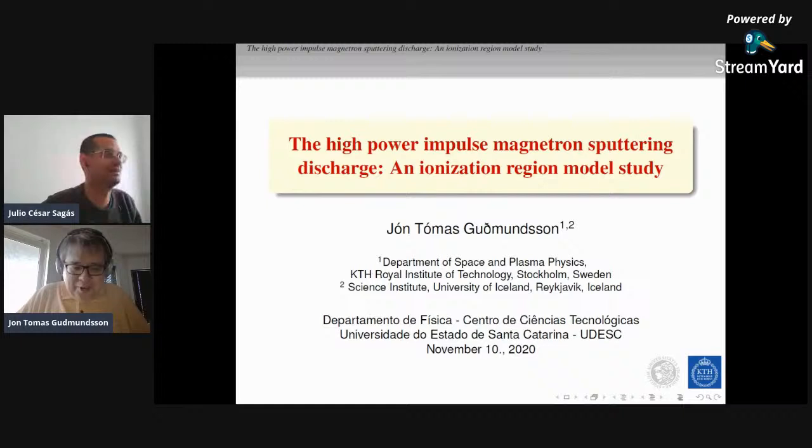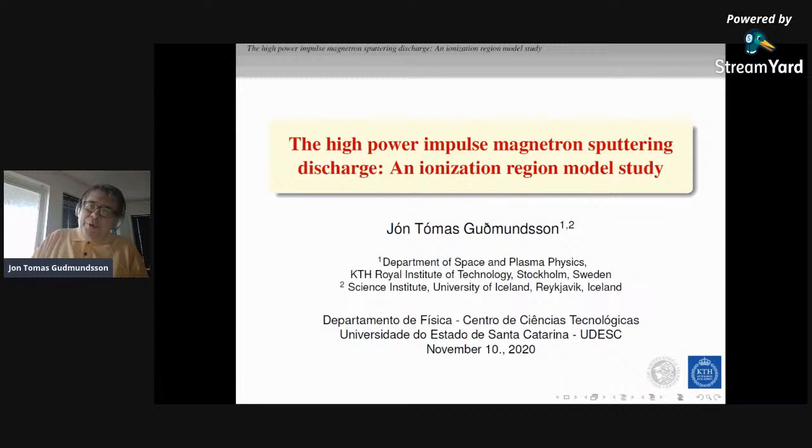So today I will talk about the high power impulse magnetron sputtering discharge. And I will focus on a model we have developed to try to understand this discharge, a model we refer to as the ionization region model.